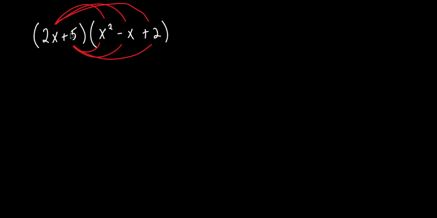You don't have to draw these little lines there. We just do it to visualize what you're multiplying. And I think at first it helps. Okay? So let's take that 2x and multiply it by everything in here. So 2x times x squared. That's 2 times x times x squared.